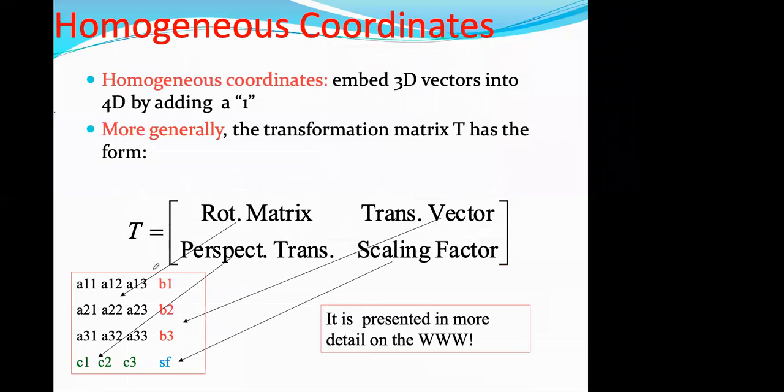Homogeneous coordinates embed the 3D vectors into 4D by adding a 1, and more generally we can have the transformation matrix T has the form. So you can see the following form. Following form क्या है ये? You can see this is the following form: rotation matrix, translation vector, perspective transformation and scaling factor.